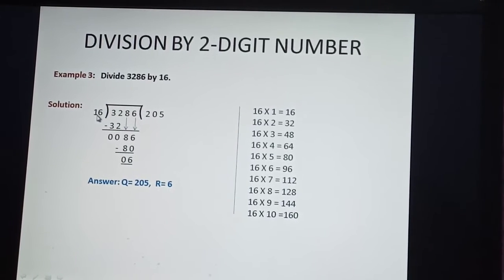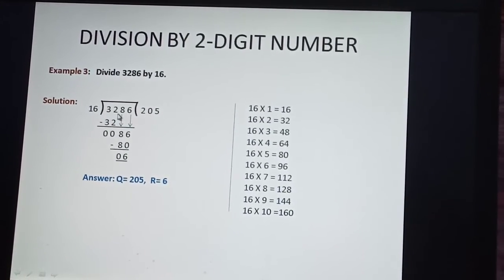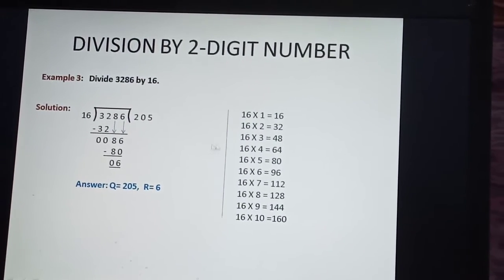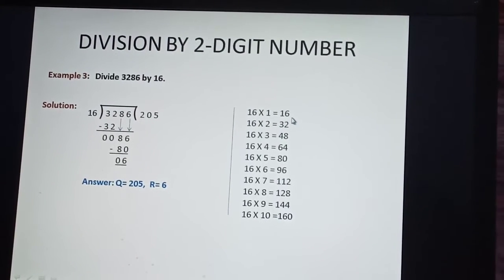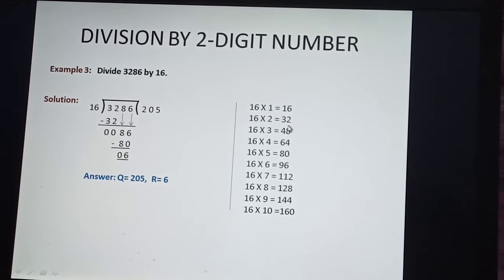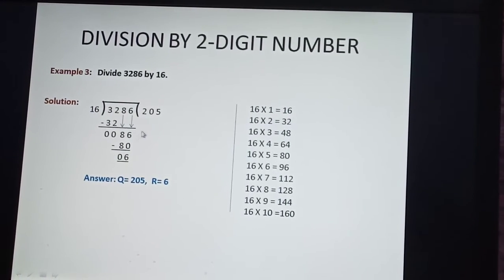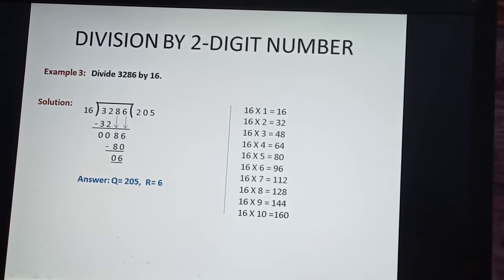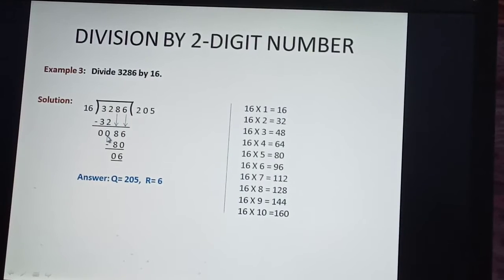Now, as the divisor is two-digit number, we will consider the two digits first. So 32. We have to see 32. When 32 or a number less than 32 comes in table of 16, we know that 16 twos are 32. So first of all we will write 2 here and then we will write 32 and then we will subtract 32. After subtracting 32 from 32 we will get 0.